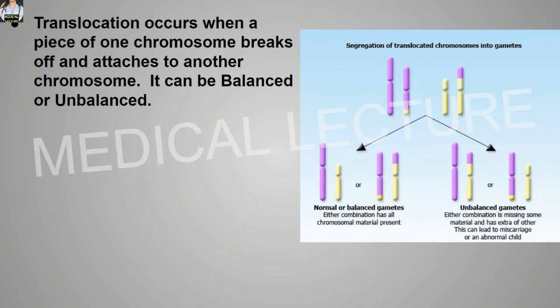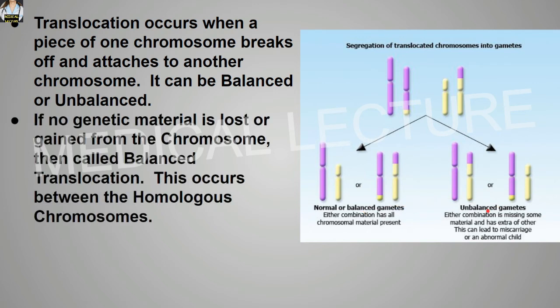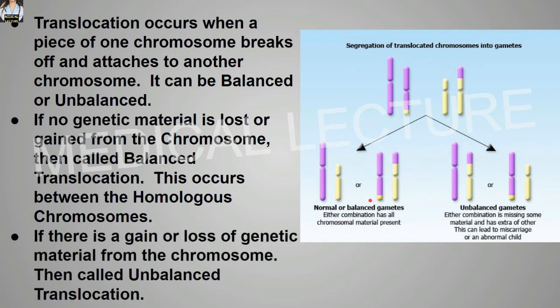Translocation occurs when a piece of one chromosome breaks off and attaches to another chromosome, and it can be balanced or unbalanced. If no genetic material is lost or gained from the chromosomes, then it is known as a balanced translocation. This occurs between the homologous chromosomes. If there is a gain or loss of genetic material from the chromosome, then it is known as an unbalanced translocation.